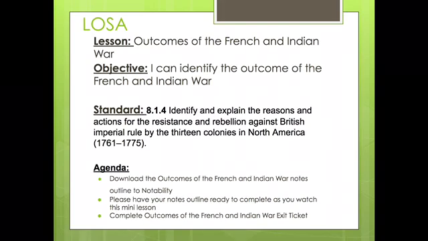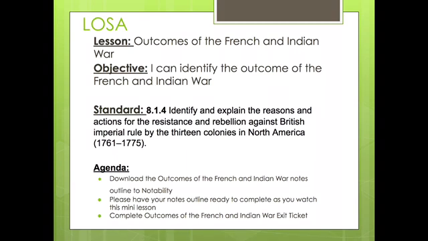Our lesson standard and objectives today. Our objective is: I can identify the outcomes of the French and Indian War. And our standard goes with why colonists are starting to rebel against the British. That's what we're going to be talking about, the very beginning stages of this.